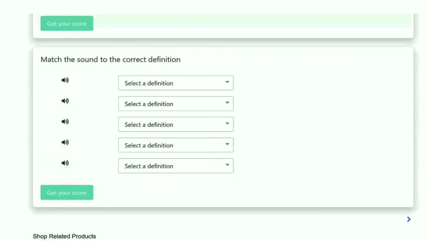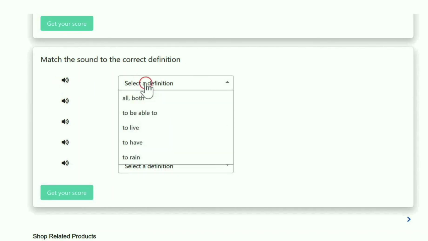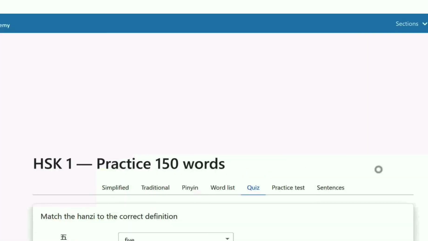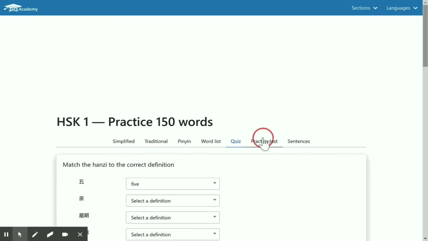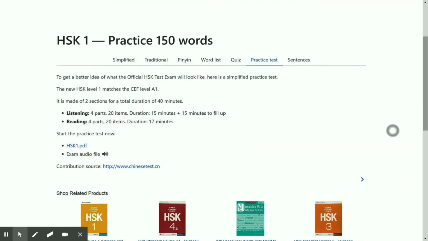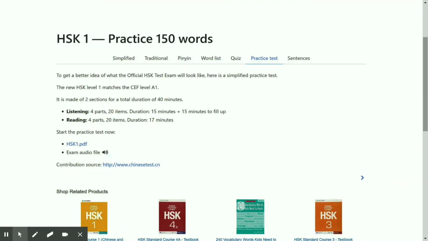And then the next quiz is matching the sound to the definition. So you click on the sound, and then you match the meaning, okay? So that's just how it works. Let's look at the next one, practice test. This is for somebody who's preparing for the HSK test. So, you can click on the PDF document and also the audio file just to have a feel, just to understand what it's actually like when you sit on this kind of test.